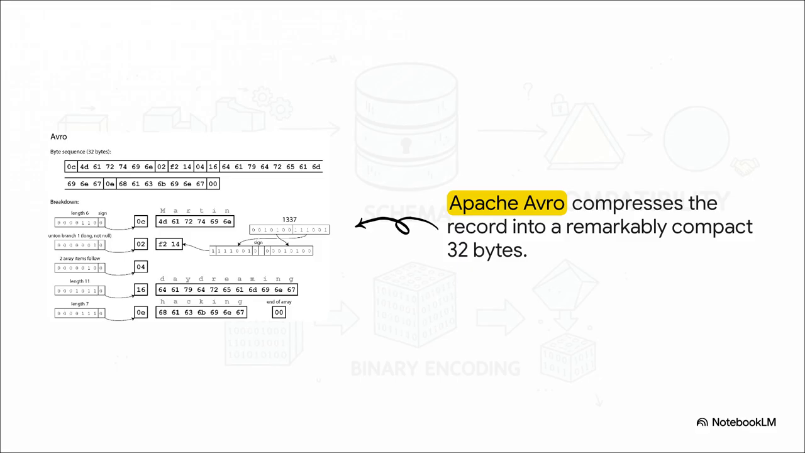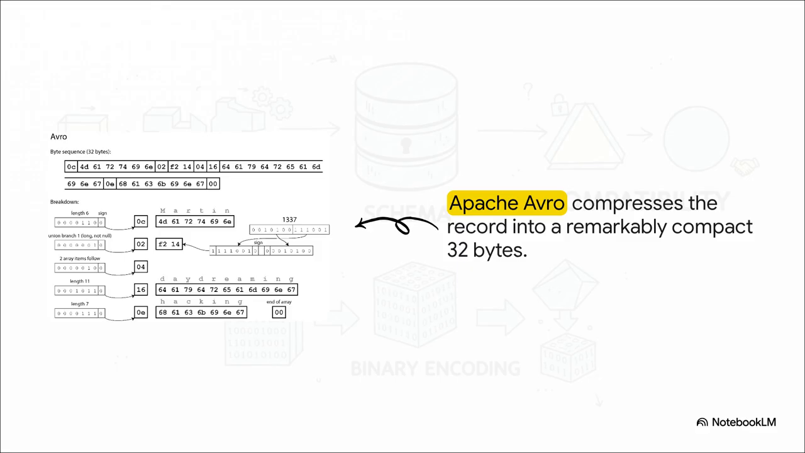Avro takes space saving to the absolute extreme. It ditches field names and field tags entirely. Look at our same record encoded using Avro. It comes in at a remarkably compact 32 bytes. If you look at the byte sequence, you'll see absolutely nothing that identifies fields or data types.